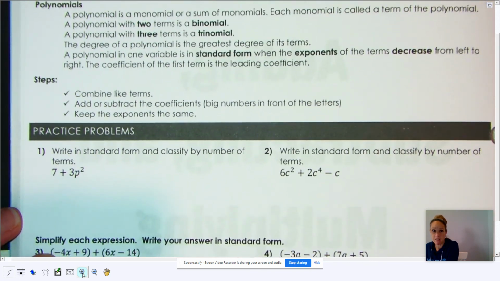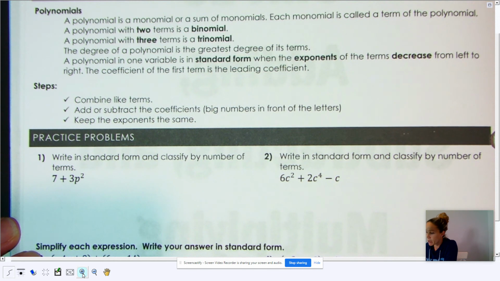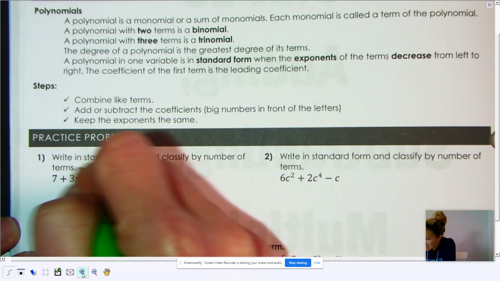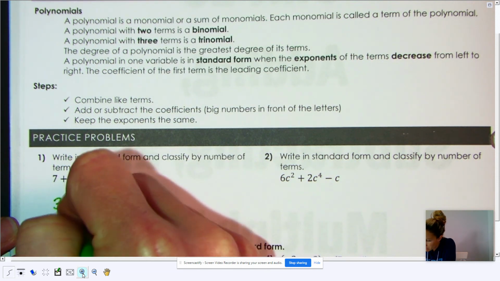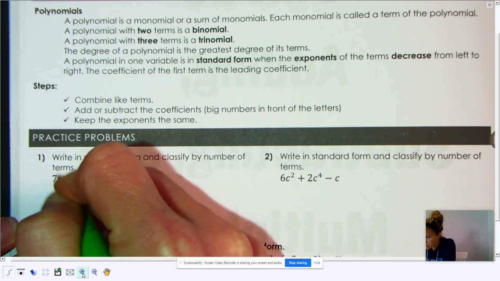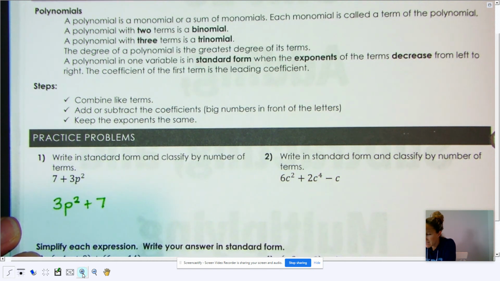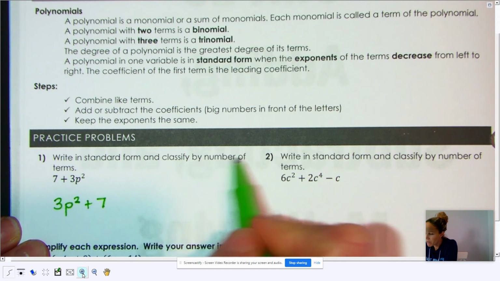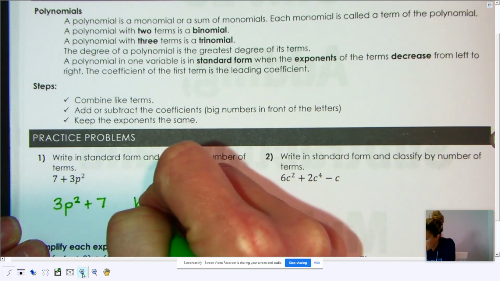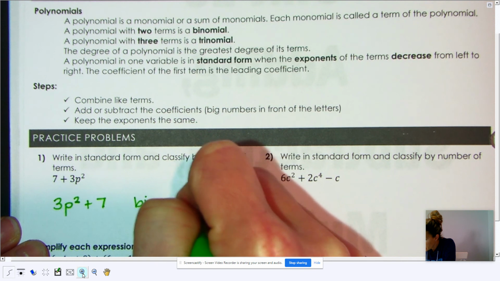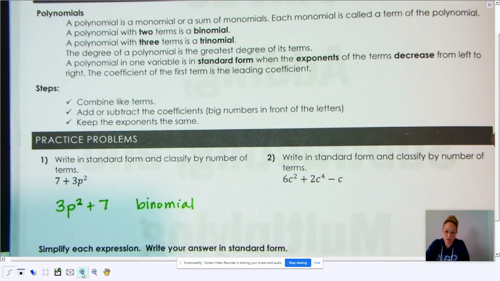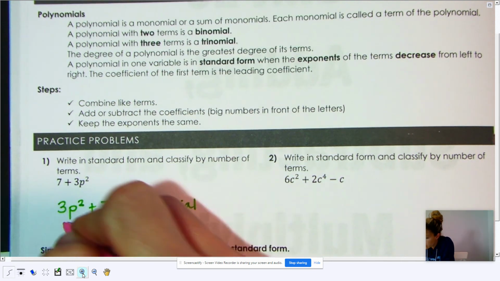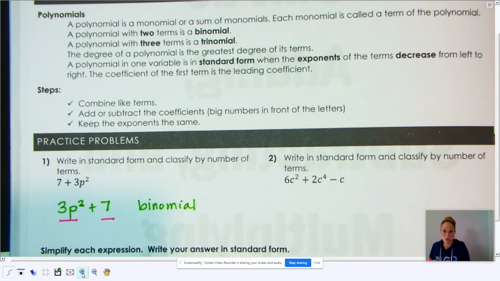So here's our practice. We're going to write this in standard form. So we start with the highest exponent. So we're going to write 3p squared. And then the only other term we have there is that 7. That is in standard form, and we're going to classify it by the number of terms. This is a binomial because it has 2 terms, and I'll underline them for you. Those are the 2 terms.